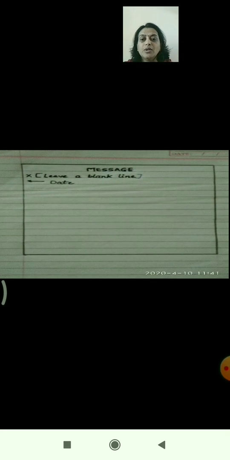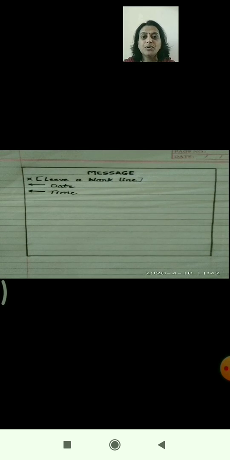Then you have to write the date. When you are writing, what date you mean, you have to mention here. So in the center we have written message, then we have left one line blank, then we are writing the date, right? Now after writing the date, you have to write the time. So what time you are writing? This will give a clear idea to the receiver, isn't it?